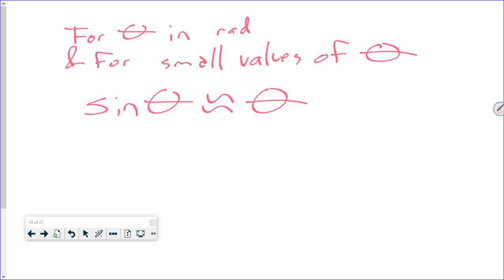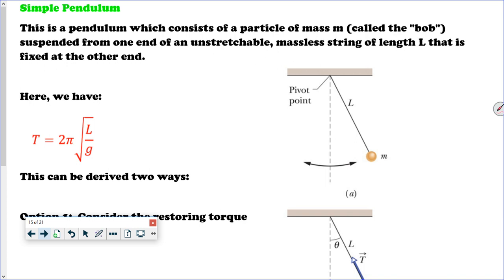All right, what we are going to do right now is derive this equation that we learned last year. All right? So we can do it 2 different ways. You can do it by considering.